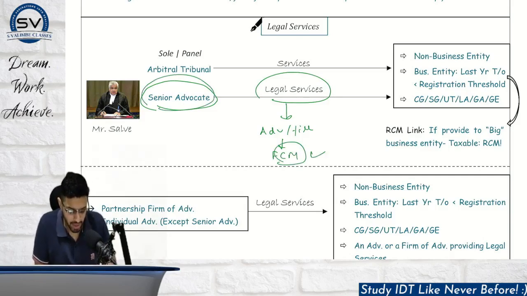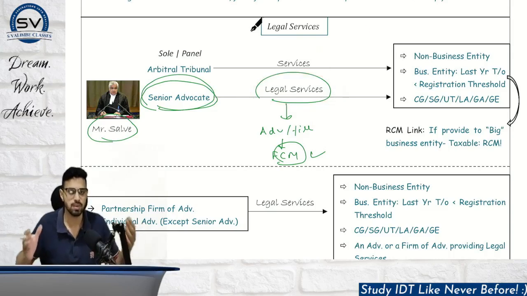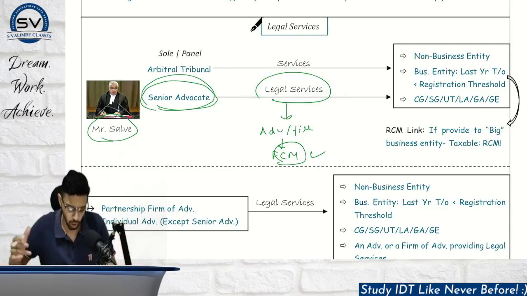Okay, I have taken an example of Mr. Rees Salve, senior advocate. Another point to be noted, here we have used the word services, here legal services. Legal services basically mean the representation services and any advice, any consultancy with respect to any branch of law. It can be matrimonial law, it can be criminal law, civil law, anything.